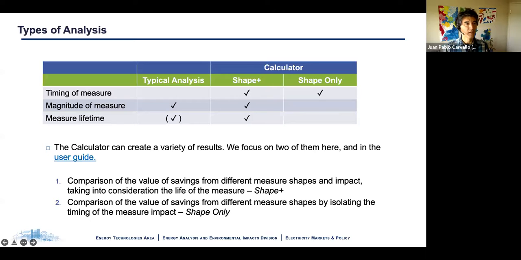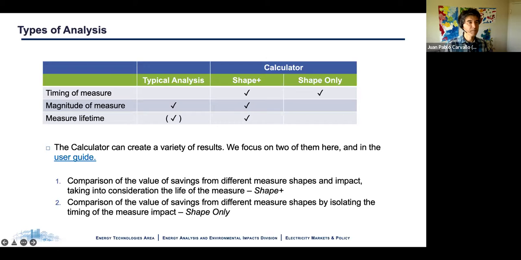Next slide. Thank you. So as Natalie was mentioning at the beginning, the gist of developing this calculator is the recognition that the timing of the measures really matters for accounting for savings. The typical analysis these days doesn't account for the timing of measures. It only includes the magnitude of the measure. And in some cases, it will include the measure lifetime. In some cases, the typical analysis will just focus on a single year worth of savings.